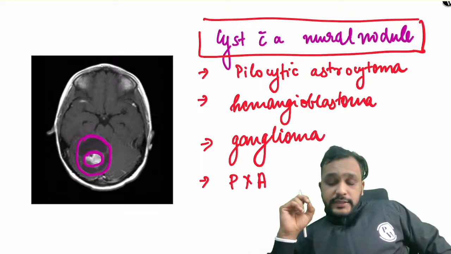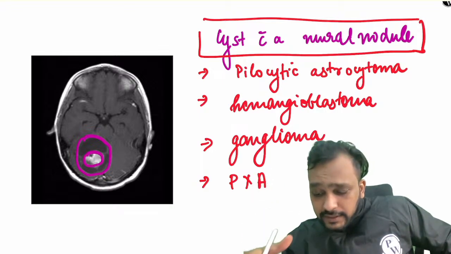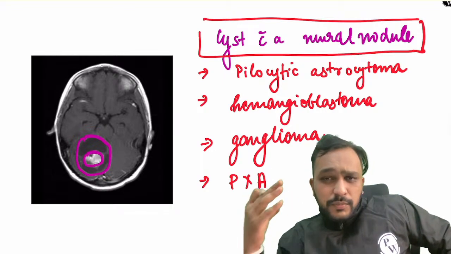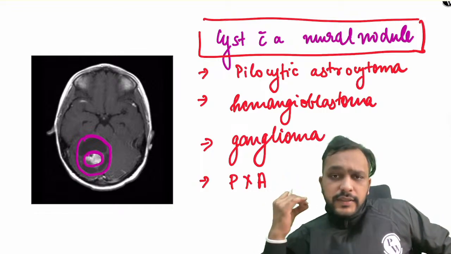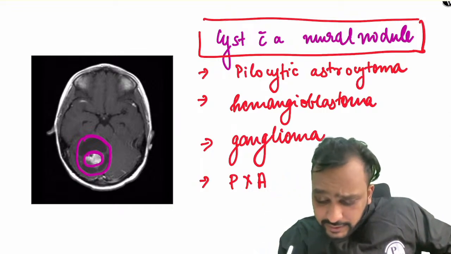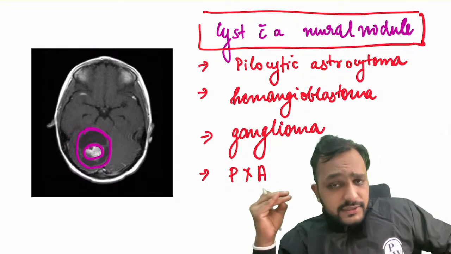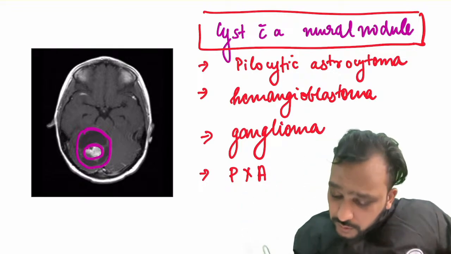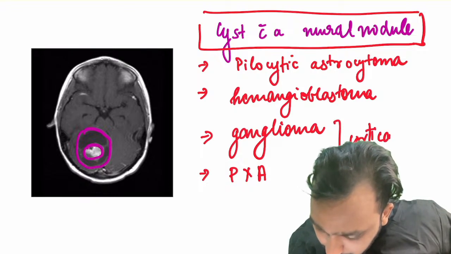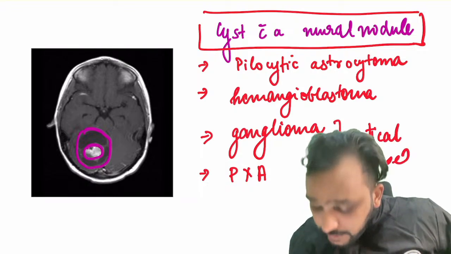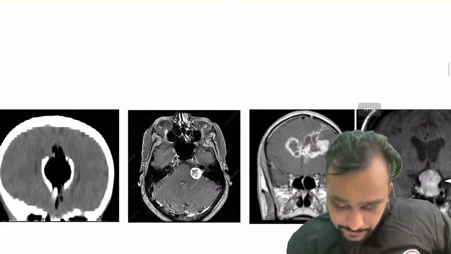Right, so just remember, hemangioblastoma will be seen in the supratentorial compartment. Pilocytic astrocytoma will be seen within the cerebellar hemispheres. And talking about ganglioglioma and your PXA, these are both cortical based lesions, cortical based tumors. So basically they will be found within the cortex of the brain.